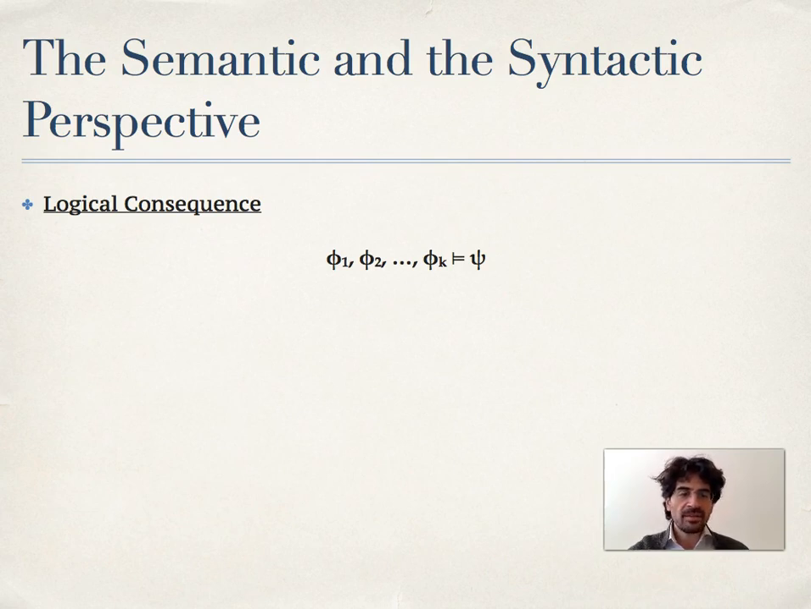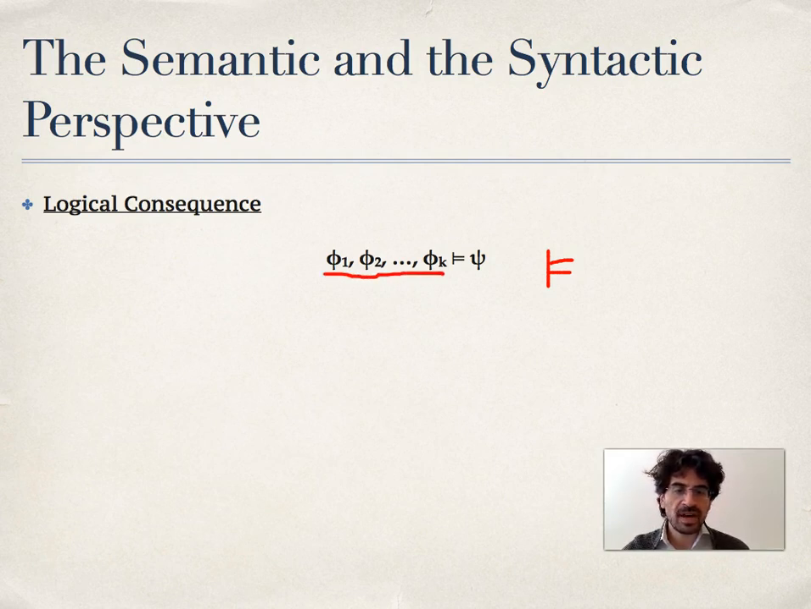So we have here the sign that we have seen already a number of times, this sign with a vertical bar and two horizontal bars. On the left-hand side of this sign, we see the premises. So phi 1, phi 2 up to phi k are just a series of premises that we have in our argument. Whereas what's on the right-hand side of the sign is the conclusion.